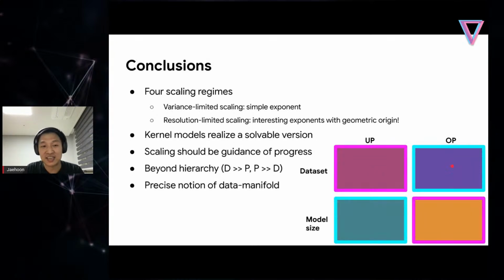For dataset scaling in the overparameterized case and model scaling in the underparameterized case, we identify them as a resolution-limited scaling regime and find more interesting exponents with some geometric origin. We also use the linearized model, which is related to kernel methods, to realize these interesting regimes and identify the duality of the resolution-limited regimes.